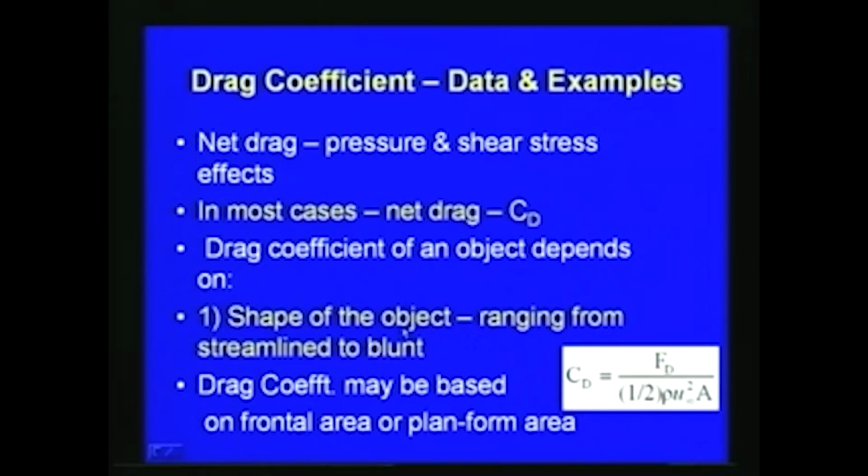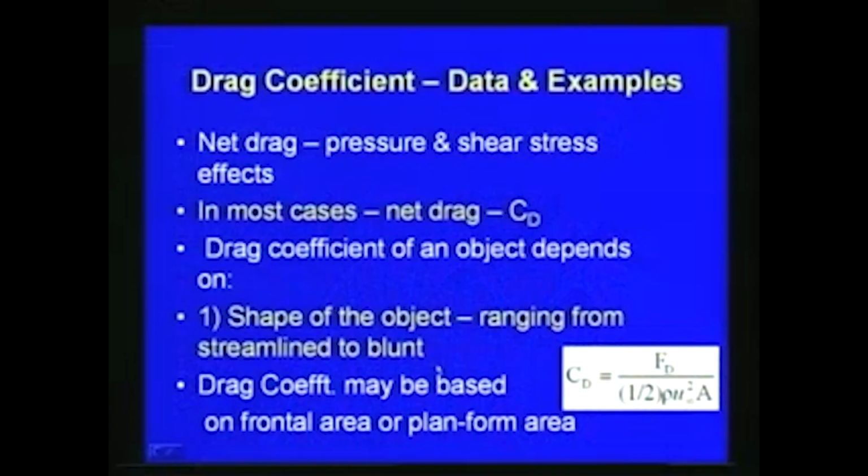The first one is the shape of the object. As far as the body is concerned, we can have different shapes. We can have blunt bodies like a sphere or a cylinder, or we can have an airfoil which is streamlined. So, the shape of the object can range from streamlined to blunt body. Accordingly, we can show experimentally that the drag coefficient also varies.